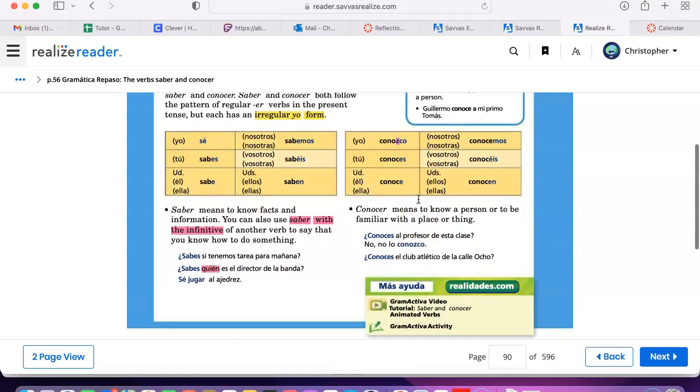Conocer, on the other hand, is to know a person, place, or thing, to be familiar with someone, some place, or something. So the clues for conocer are going to be nouns. They're going to be people, references to people, and references to places. So this is what we went over last class.